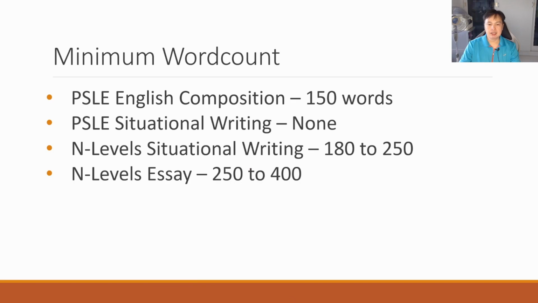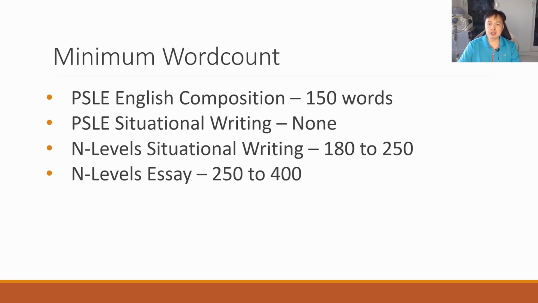N-levels essay recommended word count is 250 words to 400 words. All right, 250 words to 400 words. I think once you get to the upper level for this recommended word count, which is around the 400 word count, you're getting closer to having a proper essay instead of just a composition, right? So you might ask, what's the difference between a composition and an essay, right? Composition, if you notice, is just very short.